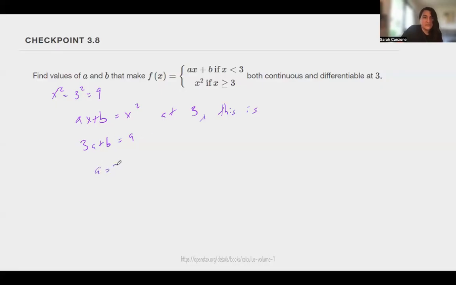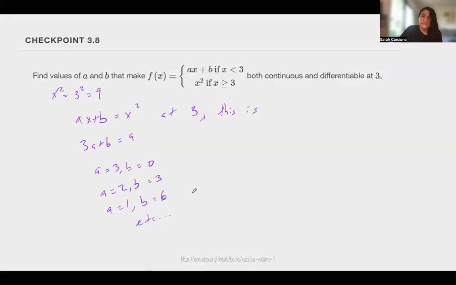Okay, well, what about a equals 3 and b equals 0? So 3 times 3 plus 0 is 9. What about a equals 2 and b equals 3? 3 times 2 is 6, plus 3 is 9. What about a equals 1 and b equals 6? That works too. 3 plus 6 is 9.